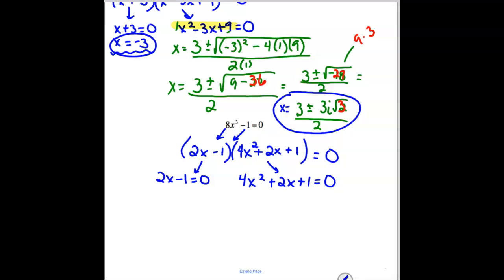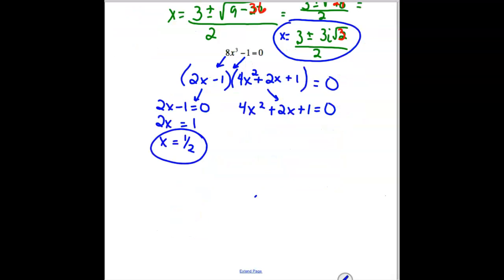First one we're going to solve is just linear. We're going to add the 1 to the other side and then divide out our 2. So we get 1/2 as one of our answers. The second one, remember, is a quadratic, so we're going to go ahead and do the quadratic formula.